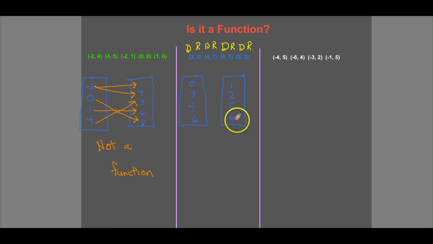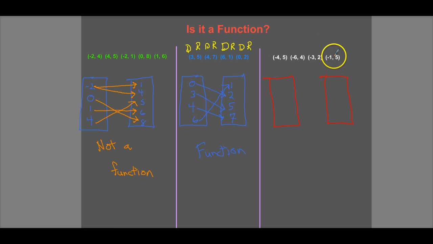So 0 goes to 2, 3 goes to 5, 6 goes to 1, and 4 goes to 7. So in this case, each one of our buttons only goes to one number. So yes, this is a function. And finally, one more, for this part of it anyway.